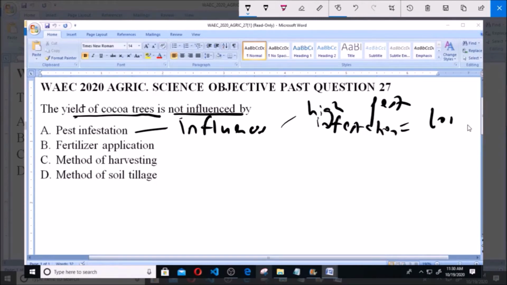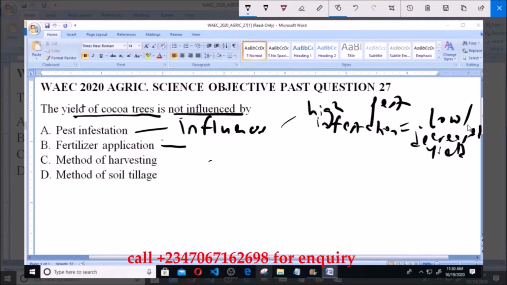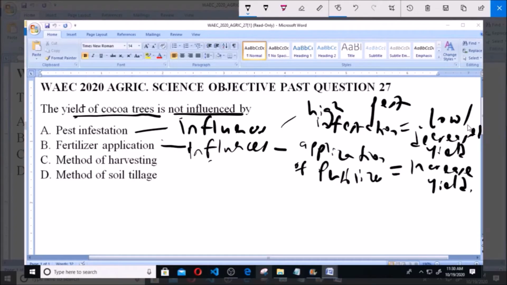Now option B says fertilizer application. Now this also influences the yield of cocoa trees, as application of fertilizer can help to increase the yield of the cocoa, so it influences the yield. Now option C says method of harvesting. Now method of harvesting also influences the yield of cocoa, as there are some harvesting measures that can be taken to ensure that maximum produce is harvested.